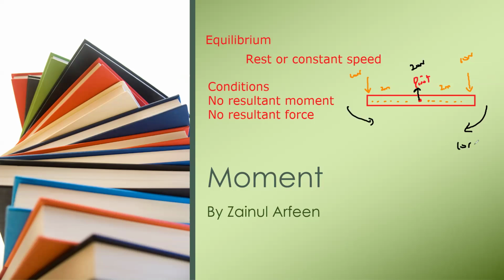And how much is this? 10 multiplied by 2, 20 Newton meter. So the total clockwise and the total anti-clockwise turning effects are equal, or balanced. So the first condition of equilibrium is fulfilled: there is no resultant turning effect, or moment.